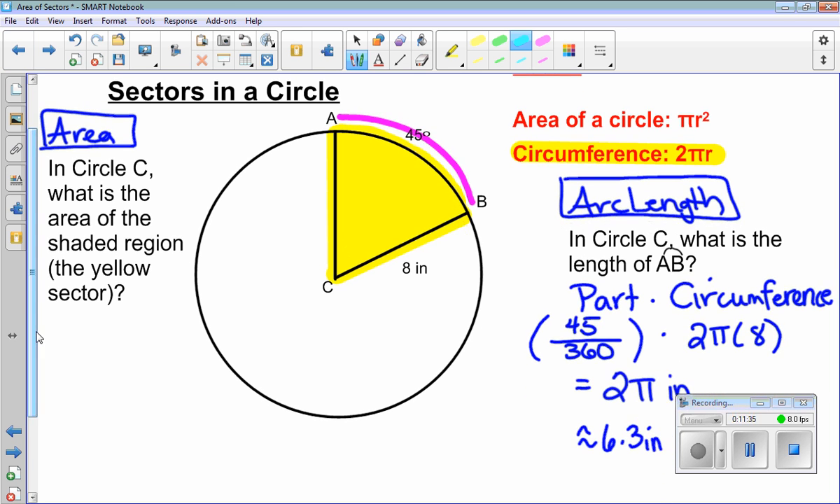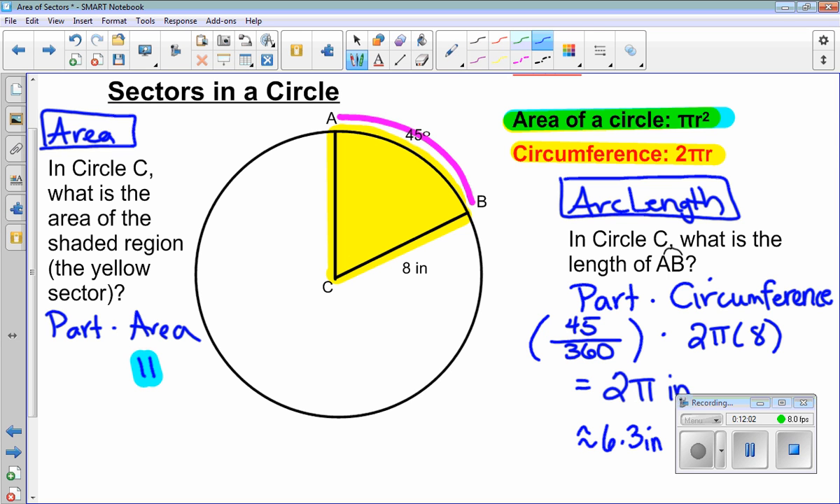So the entire sector is going to be part of the entire area of the circle. Well, how do I figure out what the entire area of the circle would be? Well, using the formula, because the area of a circle is pi r squared, right? So pi r squared. And how am I going to do the part? What part am I looking at again? Still 45 over 360, exactly.